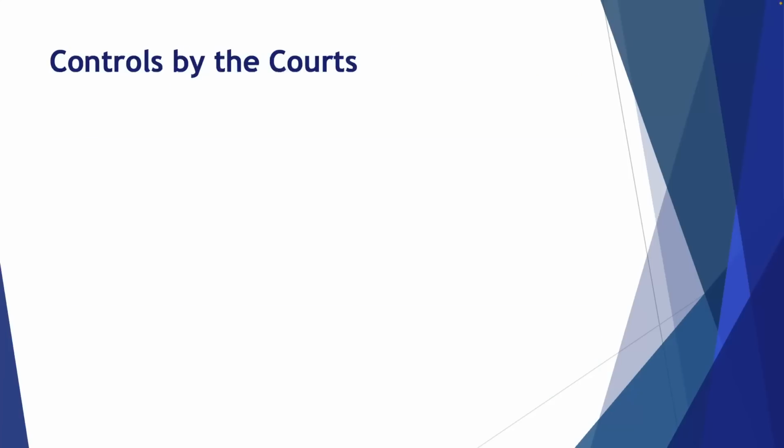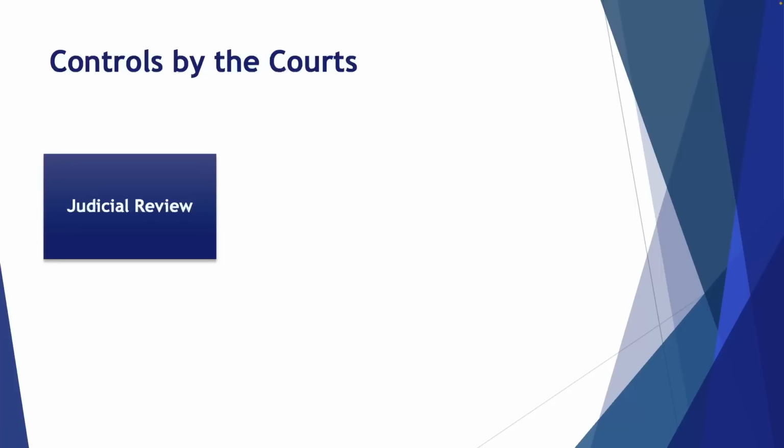In addition to Parliament, then, the courts can also play a very important role in the control of delegated legislation. So this is in order to ensure that the legislation adheres to both the intent of the enabling or primary legislation, but also the basic fundamental principles of justice and fairness. And I want to begin with the concept of judicial review.